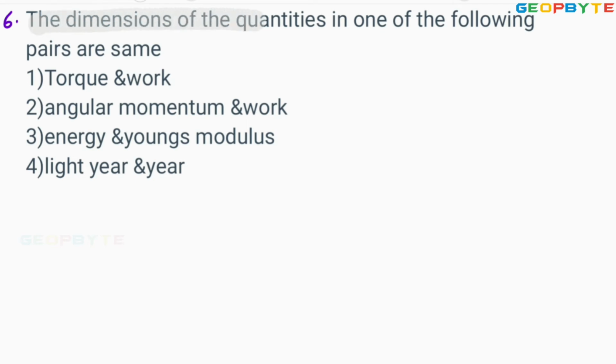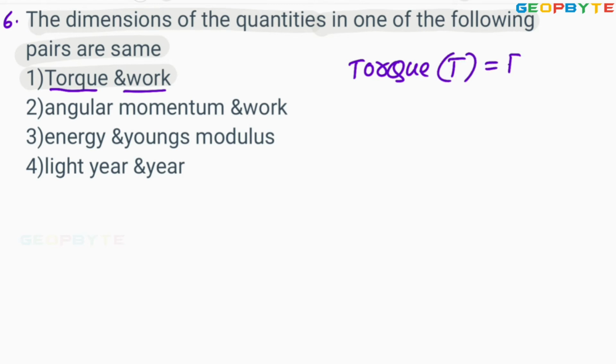The dimensions of the quantities in one of the following pairs are the same. Look at the very first one: torque and work. As you know, torque τ equals force multiplied by perpendicular distance. Here the force unit is Newton, distance is in meter. Newton meter is also equal to joule. 1 Newton meter equals 1 joule.